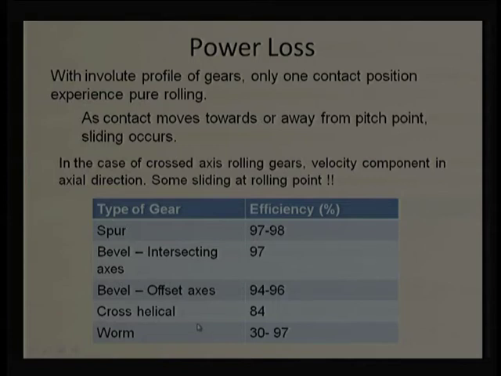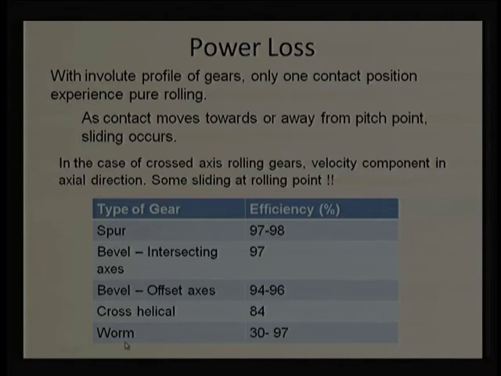When we talk about the cross helical, where the axes are not in one plane, the efficiency, as you can see, is reducing drastically. Helical gears are otherwise well known gears that work with lesser noise and much better performance. But when we are talking about the crossing of them, obviously instead of line contact they have a point contact, and then the efficiency is dropping from maybe 100% to 84%. That is a substantial change.